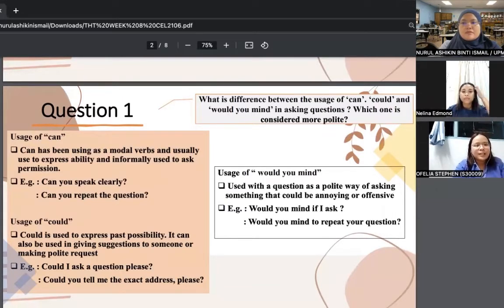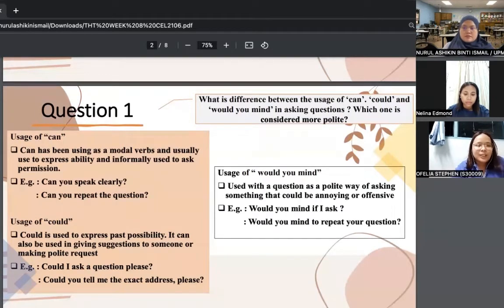So first is uses of can. Can is used as a modal verb and usually used to express ability and, informally, to ask permission. For example, can you speak clearly and can you repeat the question?